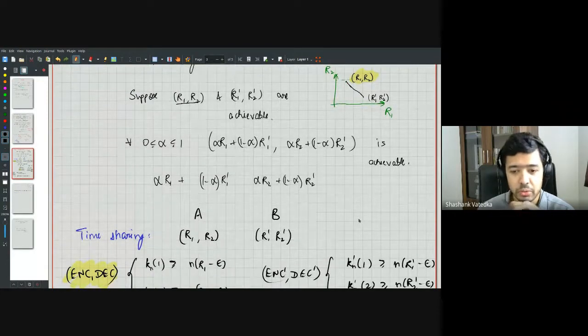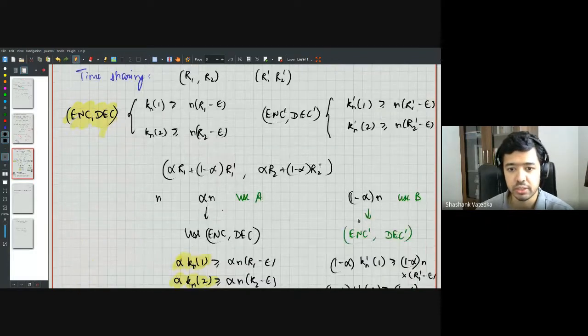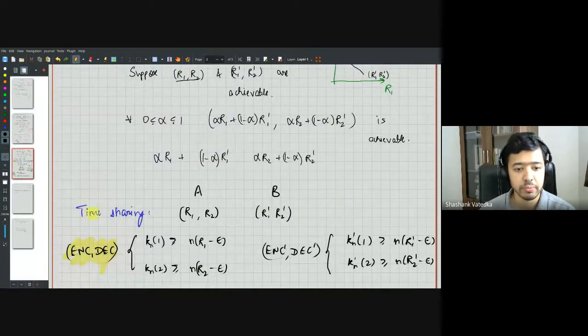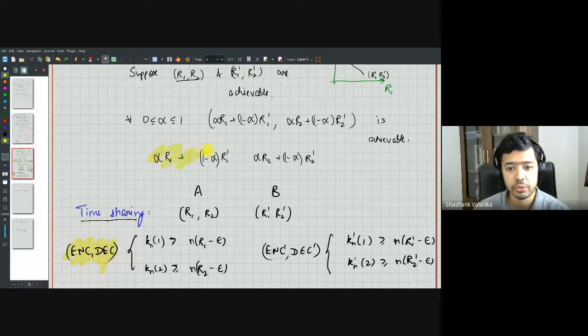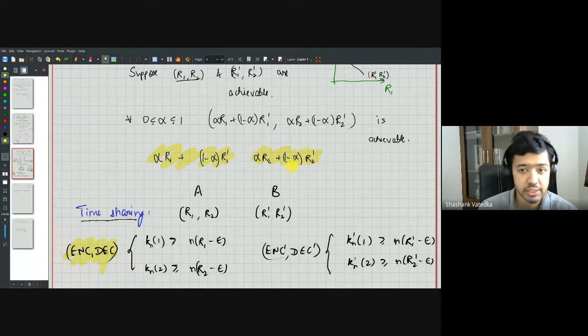Can anyone point out what that is? We've shown that the rate that you can achieve using this time sharing scheme is at least alpha R1 plus (1 minus alpha) R1', alpha R2 plus (1 minus alpha) R2'. Is this enough, or do we have to show something else?